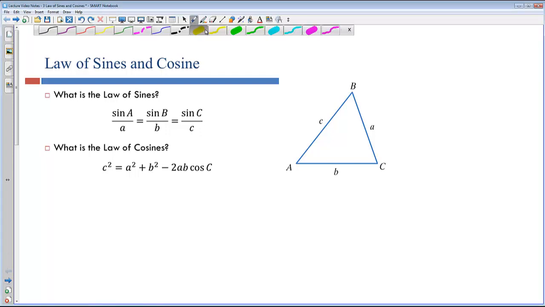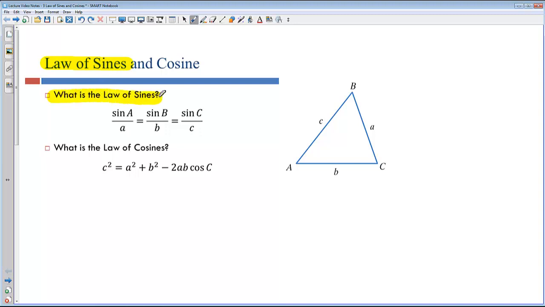It's time for fun with math, and today we're going to do the first part of a two-part video, and we're going to talk about the law of sines. So what is the law of sines? Well, here's the formula, and what's interesting about this formula is that it doesn't work just for right triangles, it works for any triangle.